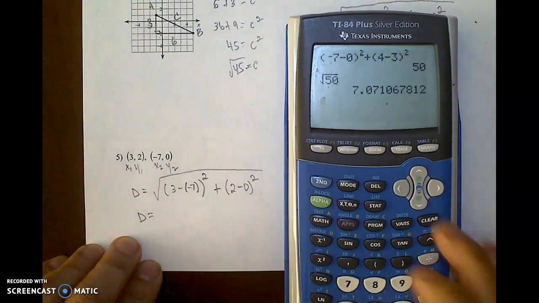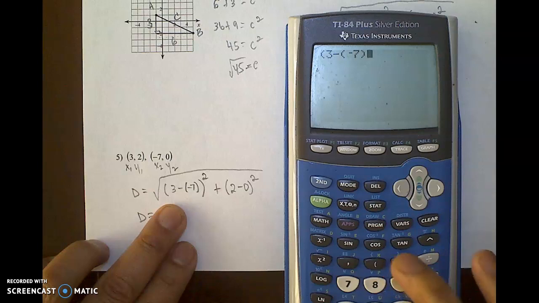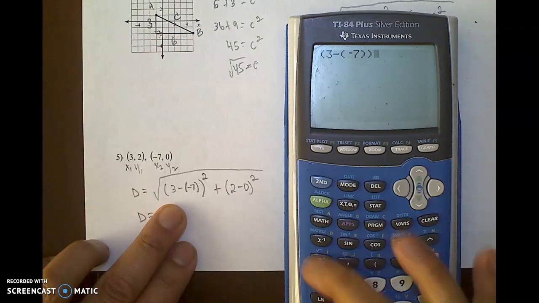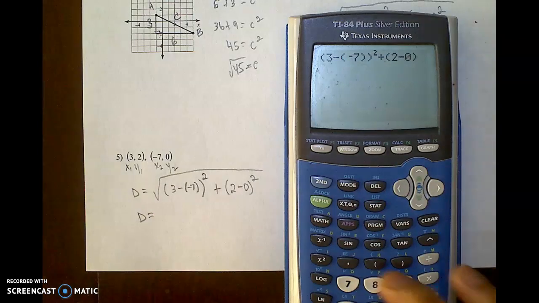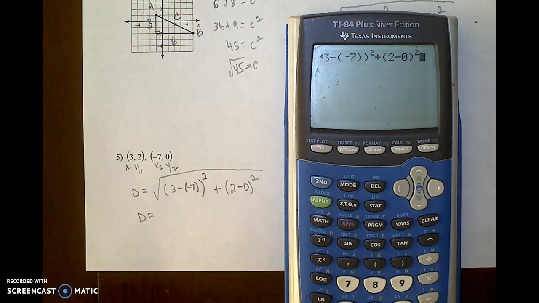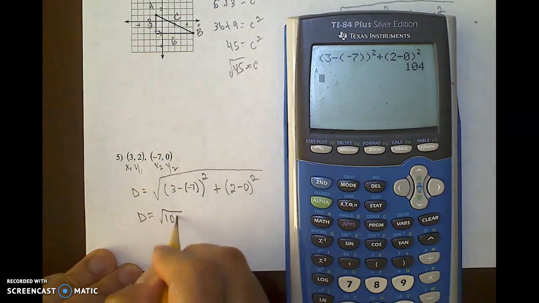Calculator here. In parentheses, I'm going to do 3 minus parentheses negative 7. Square it. Plus 2 minus 0 parentheses squared. Press enter. Get 104. So I get the square root of 104.